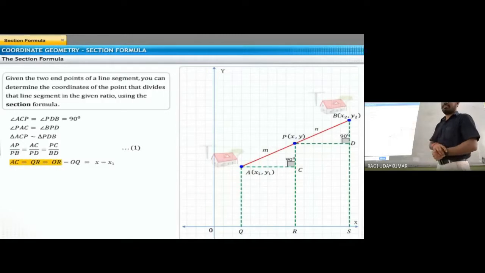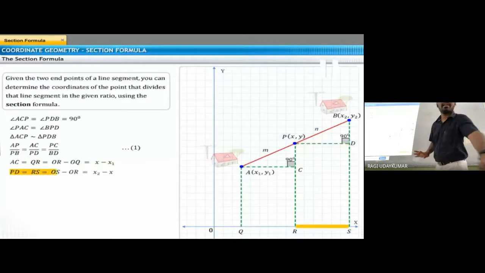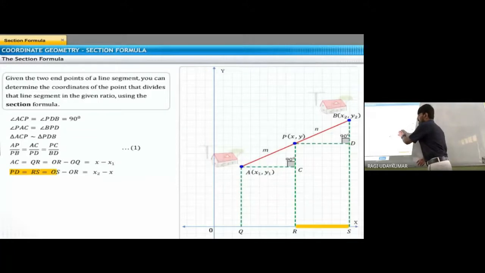X. Here to here is nothing but its X coordinate, the distance up to this particular point from the y-axis. Is it clear? So actually point P's distance from the y-axis is nothing but OR. So OR is X, and OQ is X1.